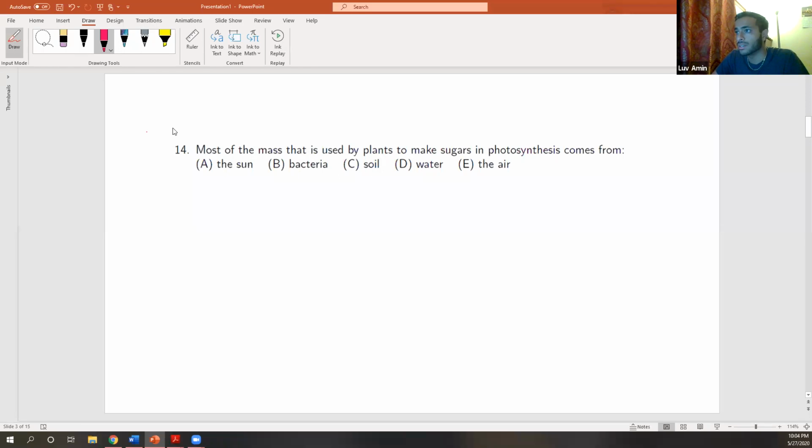So number 14 is asking us, most of the mass that is used by plants to make sugars in photosynthesis comes from the sun, bacteria, soil, water, or the air. Well, we know that mass in photosynthesis is in terms of producing glucose, which is essentially a combination of a bunch of carbons. Carbon comes from CO2 in the air. So our answer in this case would be E.